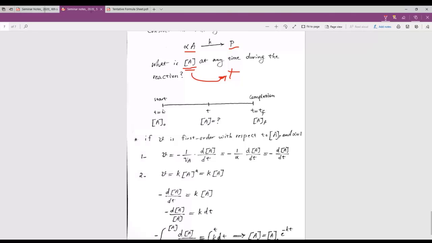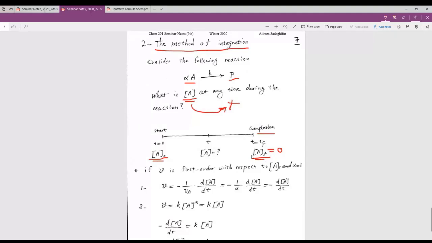The reaction starts here at time 0. The initial concentration of A, we show it by A naught. And then when the reaction is complete, we show it by t final, and the concentration is going to be A final. If it's just a forward reaction, the A final must be 0. All of it reacts to produce products, P here. So the question is, what is A, for example, at time t during the reaction?